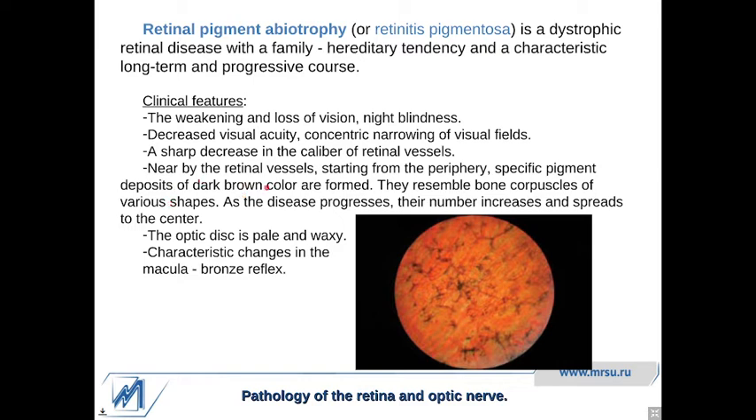Nearby the retinal vessels, starting from the peripheral part, not in the central part, specific pigment deposits of dark brown color are formed. They resemble bone corpuscles of various shapes. As the disease progresses, their number increases and spreads to the center. The optic disc is pale and waxy. Characteristic changes in the macula: bronze reflex.